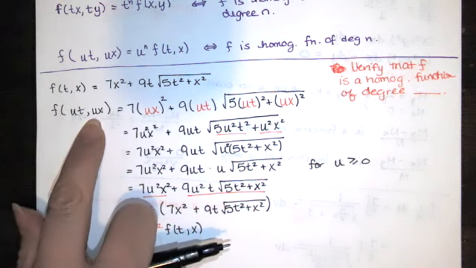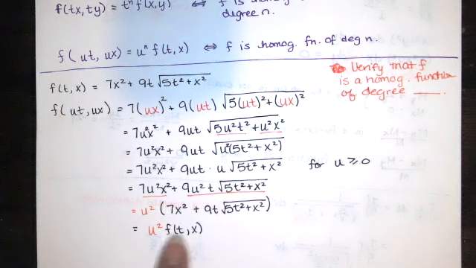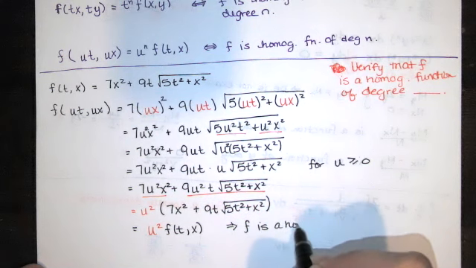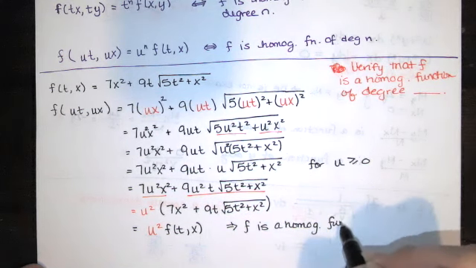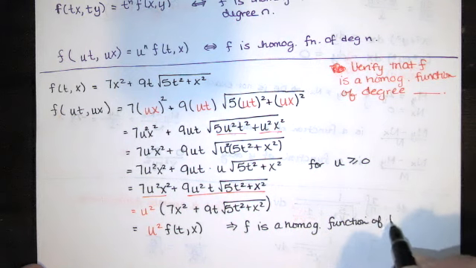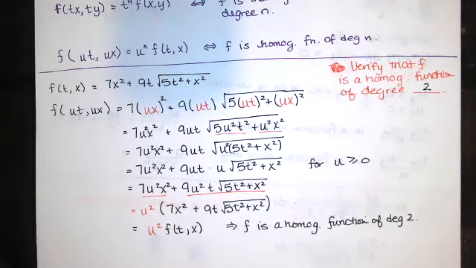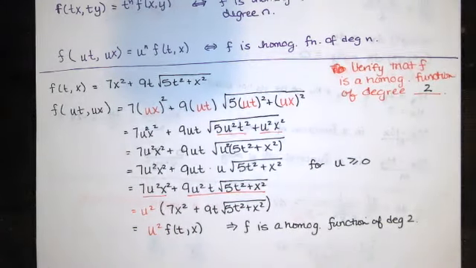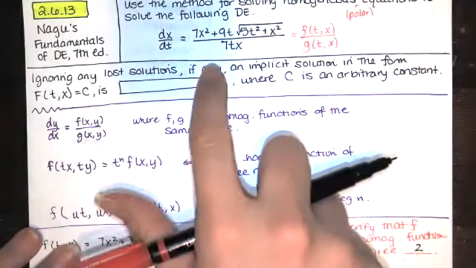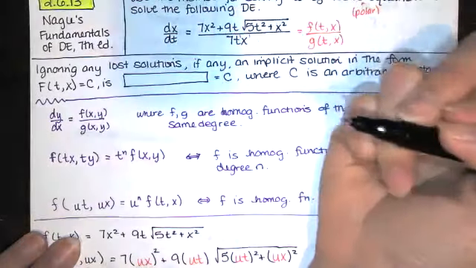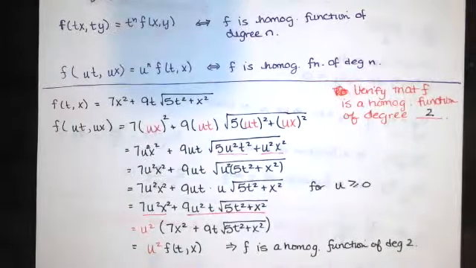So since f of ut and ux is u squared times f of t and x, this function f is a homogeneous function of degree 2. So now we've verified that that is a homogeneous function of degree 2. Now we want to show that this g of t and x is also a homogeneous function of degree 2. That one's more obvious. You can just add the exponents and see that that's a degree 2 polynomial.